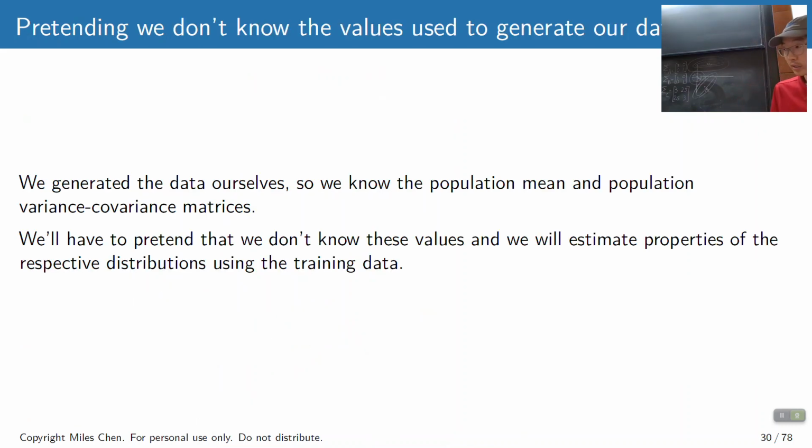Okay. Now, we generated this data, and so we know what the sigma matrices are for each of these things, and we also know what the mean should be for each of these components. But when we are doing the Bayes classifier, we have to estimate what is the mean of distribution A, what is the variance of distribution A. So how do we do that?